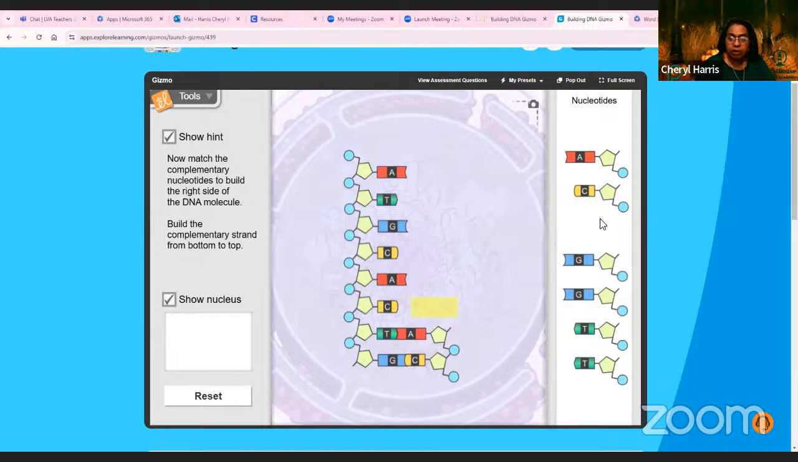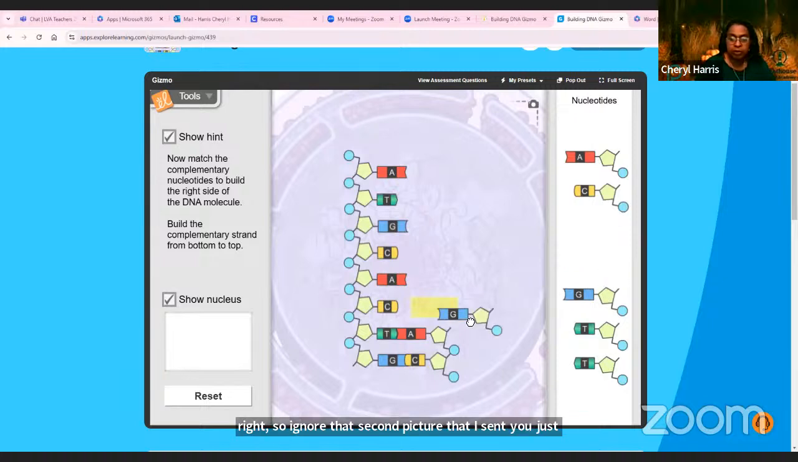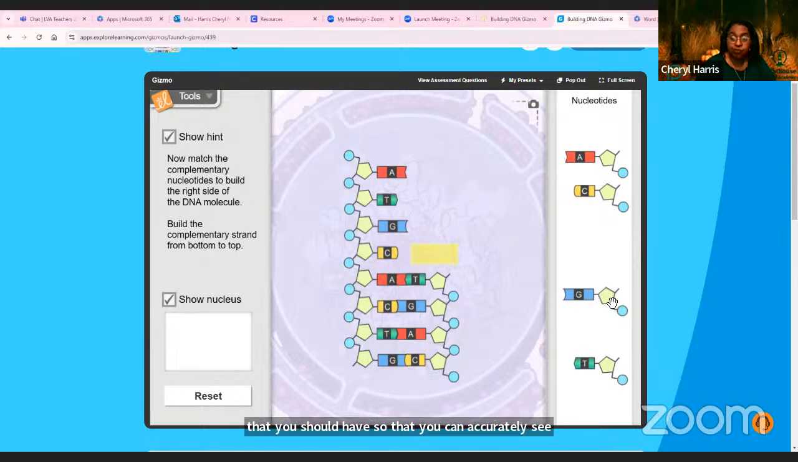All right, so ignore that second picture that I sent you. Just make it go away. And I'm going to create the picture that you should have so that you can accurately see what should have happened.